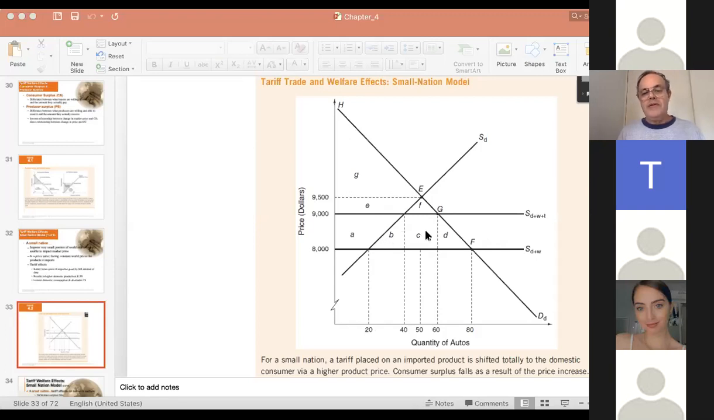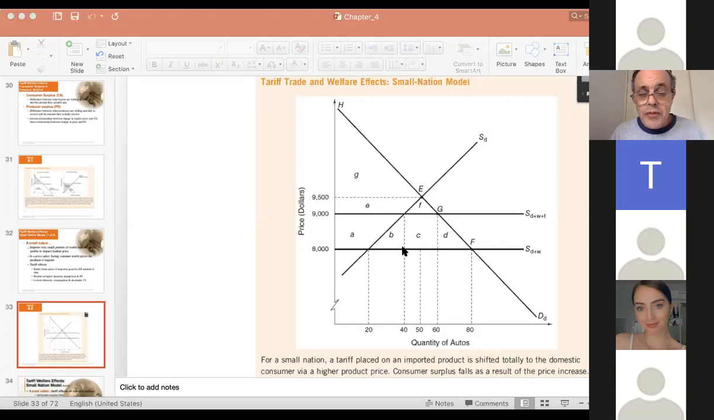Now we come to Area C. What is Area C? Area C simply refers to the revenue effect of the tariff, meaning the government will be getting this part of consumer surplus in tariff revenues. Because we will be importing this much, as we said, and we will be paying this much tariff on each of them.